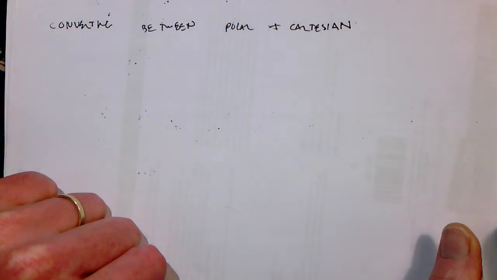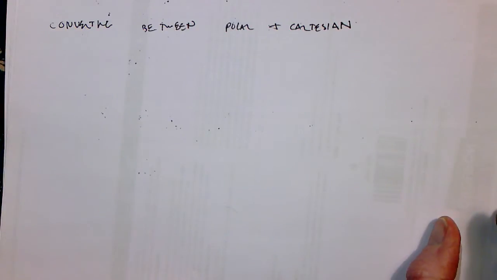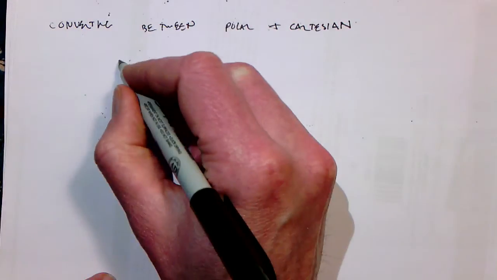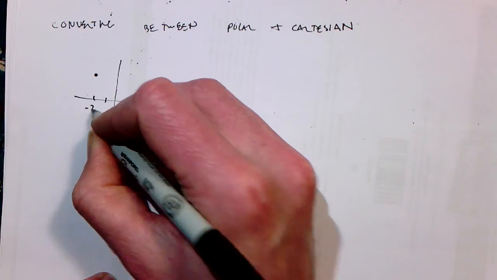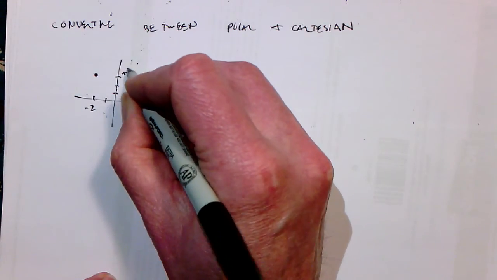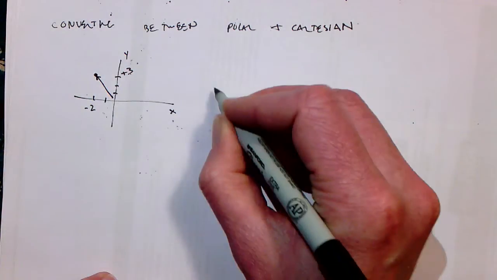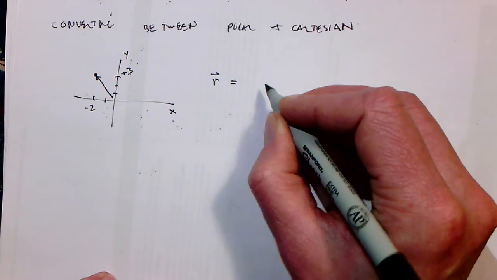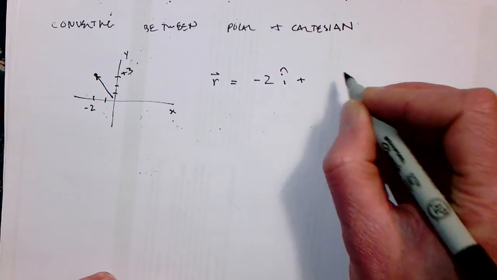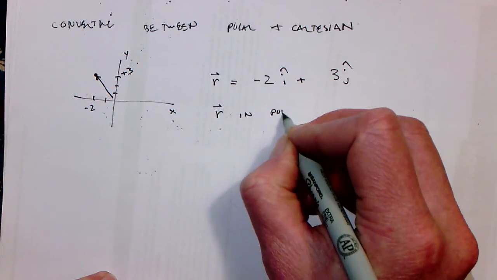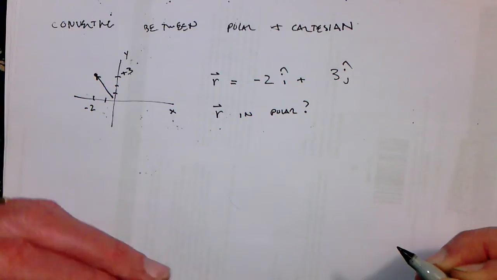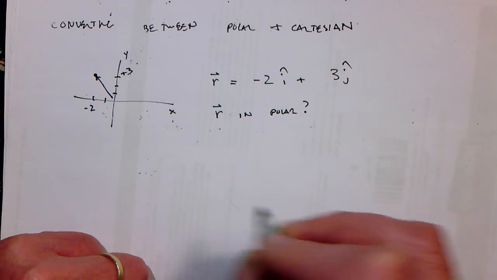And of course, it's fairly simple to think about this if you're simply thinking about points in the plane. You can draw the plane and say, okay, here's my location, and it's maybe -2 in the x direction and +3 in the y direction. And if you said, okay, this is the location r in Cartesian coordinates, r is -2 i hat +3 j hat, and you ask the question, what is r in polar coordinates? Well, that really shouldn't be terribly difficult to figure out, right?